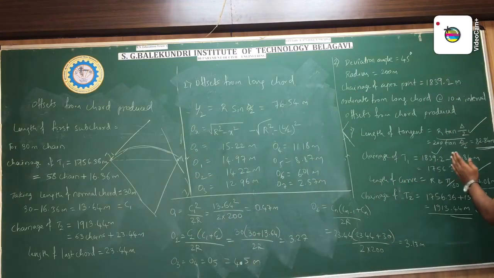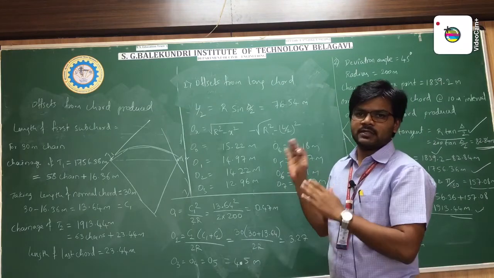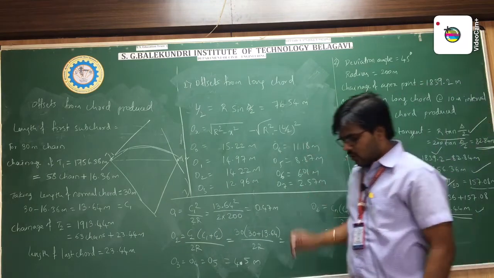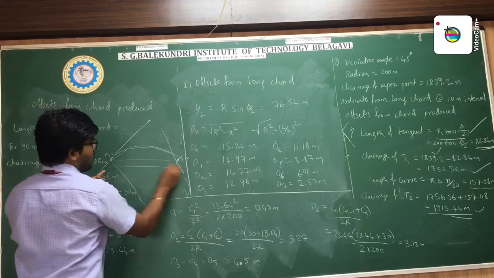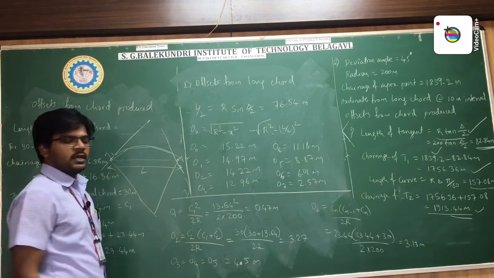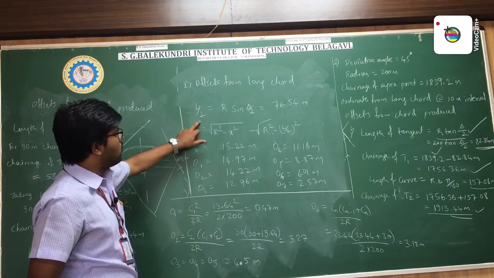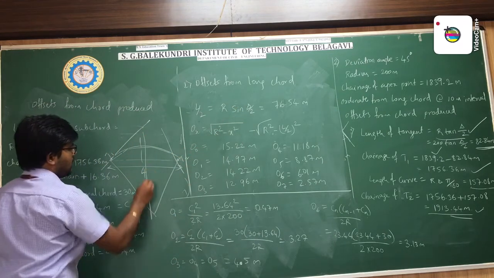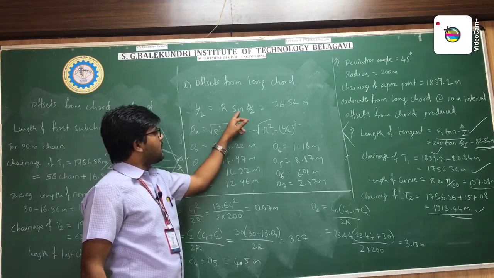Now by using the chainage of T1, T2, length of tangent and length of curve, we will be calculating the ordinates by both methods. First one, offsetting from long chord method. In this method, the total length we consider as a long chord. Considering half of it, L by 2 is equal to R sin delta by 2, half part of the curve.